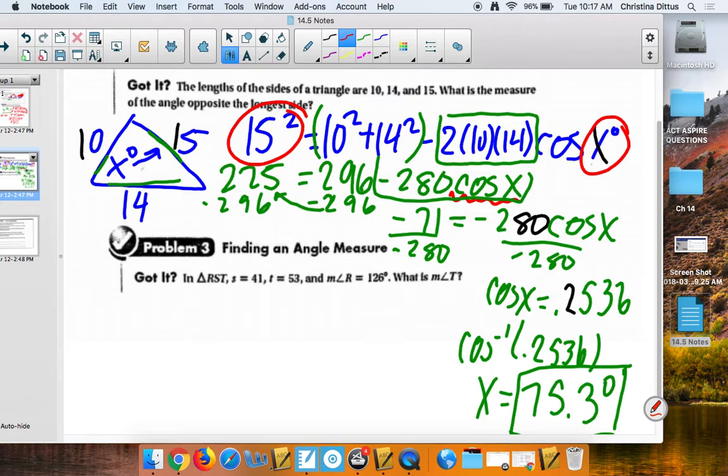Okay, we got one more example. It says triangle RST, let's draw it. RST.